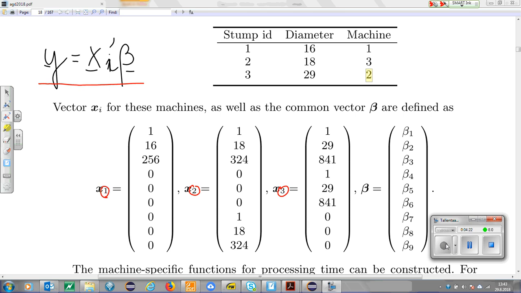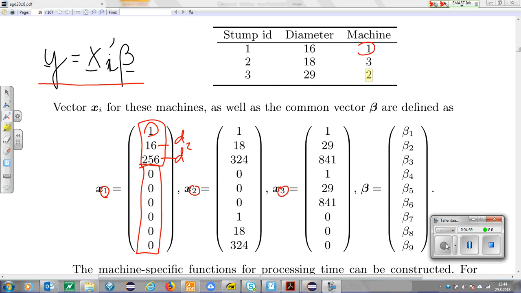Now the first stump was processed using machine 1, and therefore the terms or predictors for that include dummy variables for machine 2 and 3 that become zeros, and these are the only predictors that get non-zero values. And here this gives the constant, this is for the intercept term, and here we have the diameter, and here we have the diameter squared.